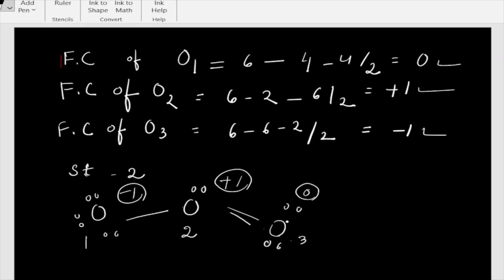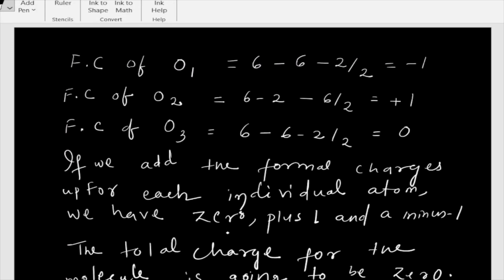So here you can see these 6 are non-bonding electrons, and 2 bonds, that is 4 bonding electrons. Like this you will calculate the formal charge for each atom. For structure 2, I told how to calculate: 6 minus 6 minus 2 by 2. 6 is the valence electron, 6 is the non-bonding electron, 2 is the bonding electron. So it is minus 1, and this is plus 1, and this is 0.